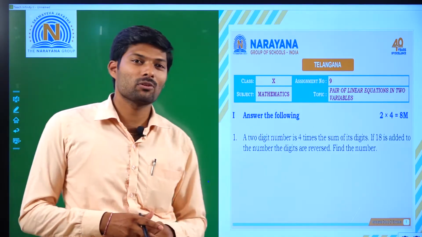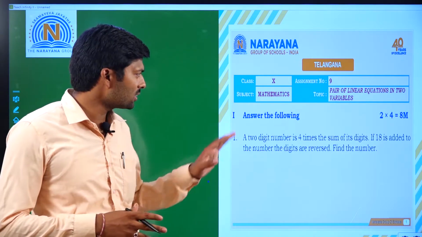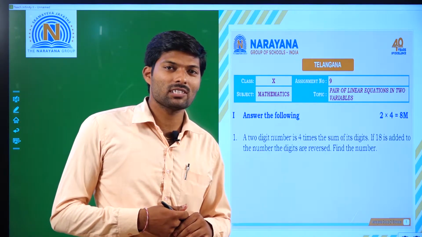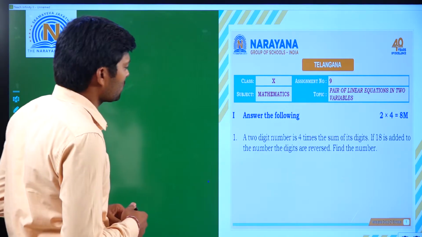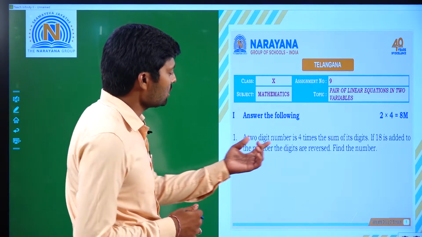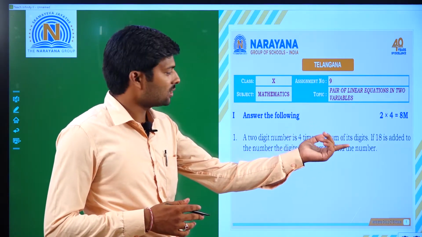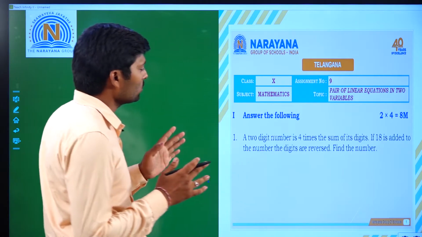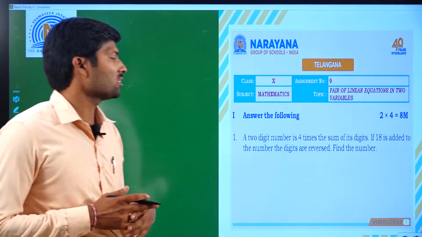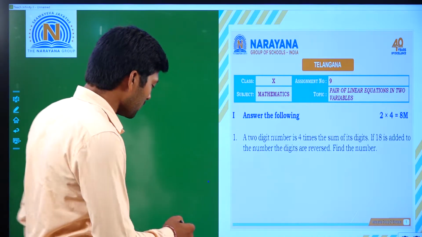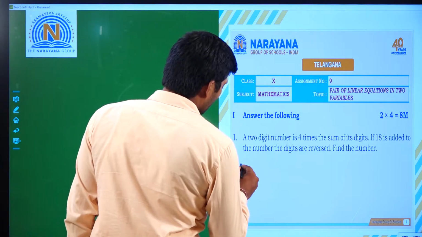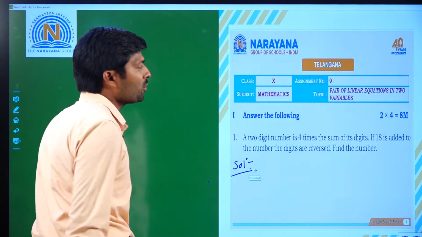Today I am going to explain assignment number 9 from 10th class. The topic is pair of linear equations in two variables. Let's go for the first question. A two-digit number is 4 times the sum of its digits. If 18 is added to the number, the digits are reversed. Find the number. So this is also an application of a pair of linear equations in two variables. Let's solve with the help of this chapter.